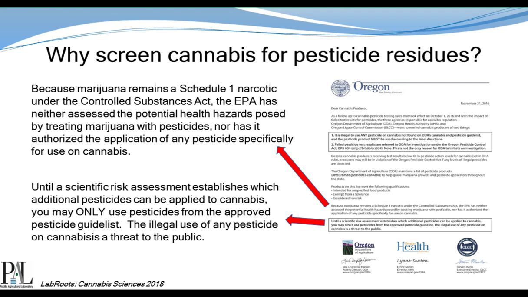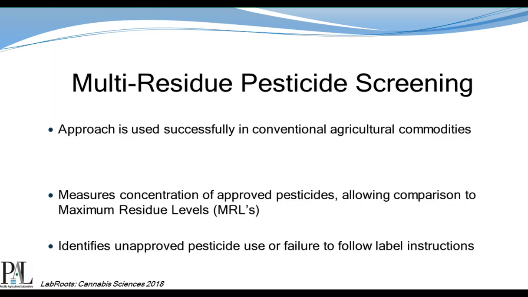We've got some additional language here. Because it is a Schedule I narcotic under the Controlled Substances Act, no health hazards have been assessed, there's no application, and there are no product labels. Additionally, until a scientific risk assessment establishes which ones can be applied, you can only use ones from the guide list, and that's typically a lot of the different oils and things like that.